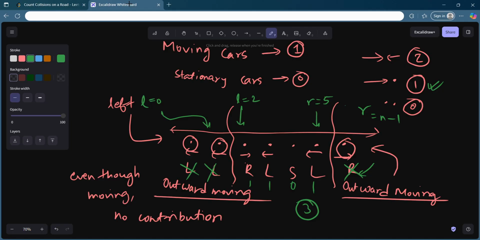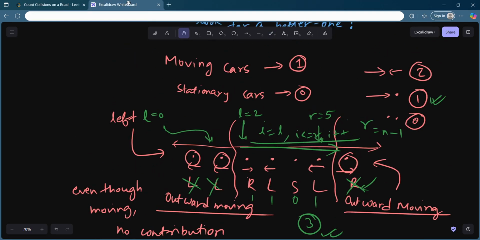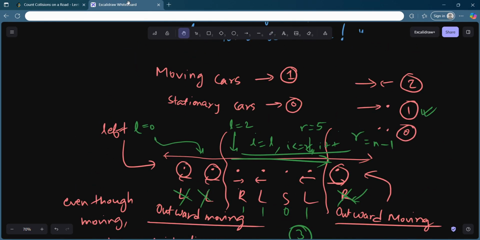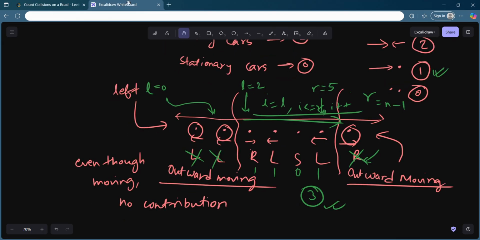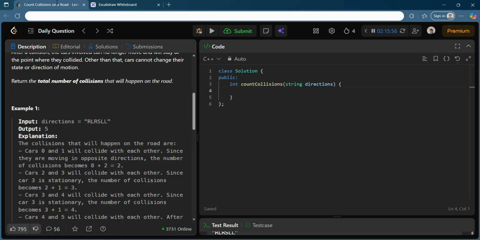Now you keep an I pointer which will iterate through this L to R: I less than or equal to R, I plus plus. You iterate from L to R, and whichever is not S, you add 1 to your contribution and return that as the answer. I hope that is very simple, right? The approach and intuition are very simple and clear. Only the observation is required that outward moving vehicles do not contribute, and all the other vehicles will contribute 1 no matter what, no matter how exactly they collide.